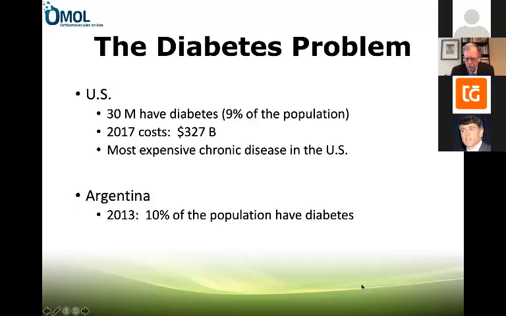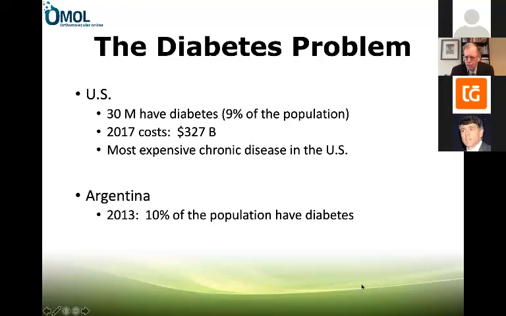For two reasons. One, there are many comorbidities that come with diabetes. And these comorbidities do not cause early death.